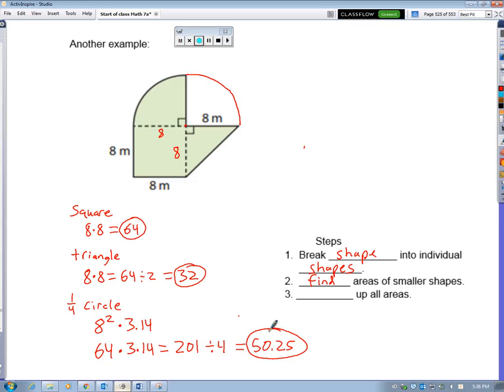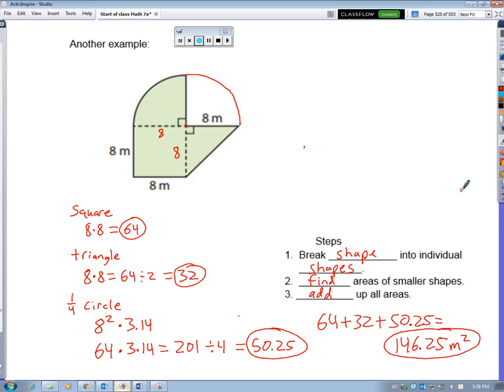Now that we have our areas, let us add up all the areas. We have 64 plus 32 plus 50.25. Okay, simple addition, add all of those numbers up, and we're going to get 146.25. I'll write that down here, 146.25 units is meters squared. Okay, so that's the area of that composite shape right there.